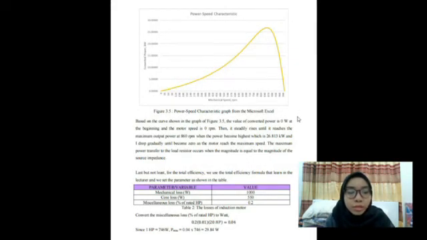Figure 3.4 shows the values of mechanical speed and converted power from Microsoft Excel software. From the table, we plot the power speed characteristic graph and we get the graph like this. Based on the curve shown in the graph of figure 3.5, the value of converted power is 0 watt at the beginning, when the motor speed is 0 rpm. Then it steadily increased until it reached the maximum output power at 860 rpm, which is 26.813 kilowatt, and it dropped gradually until it became 0 as the motor reached the maximum speed.